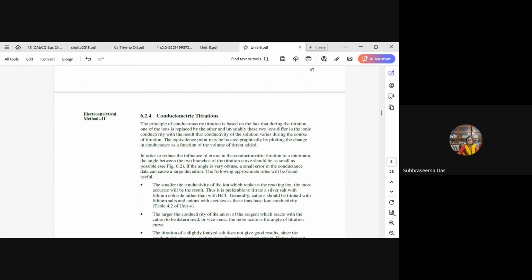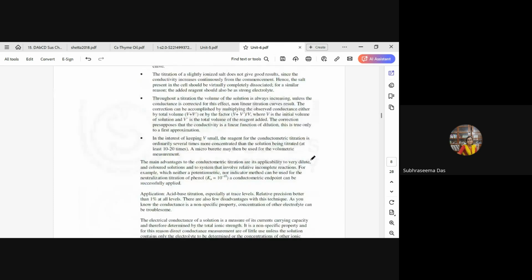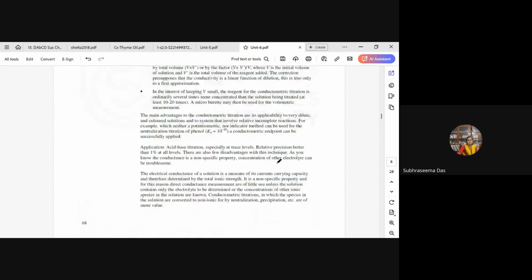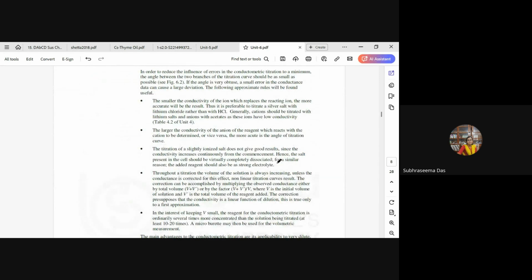Then coming to conductometric titrations. The principle is based on the fact that during the titration, one of the ions is replaced by the other, and invariably these two ions differ in their ionic conductivity. In order to reduce the influence of errors, the angle between the two branches of the titration curve should be as small as possible. In figure 6.2 it has been shown that the angle should be as low as possible. The smaller the conductivity of the ion, the more accurate will be the result. The larger the conductivity of the ion, the more accurate is the angle of the titration curve.